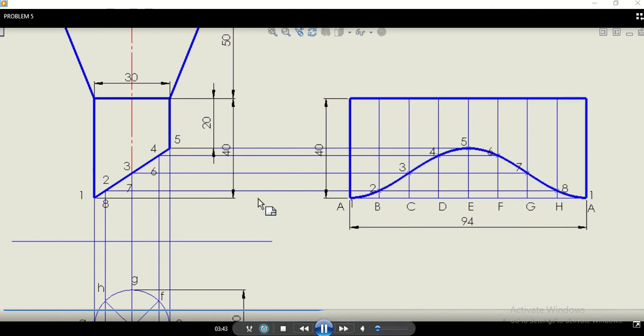Likewise, we extend all the points and name those points and connect these points with a smooth curve like this, and you make the boundary darker. So this completes the development of part A, that's the cylinder part.